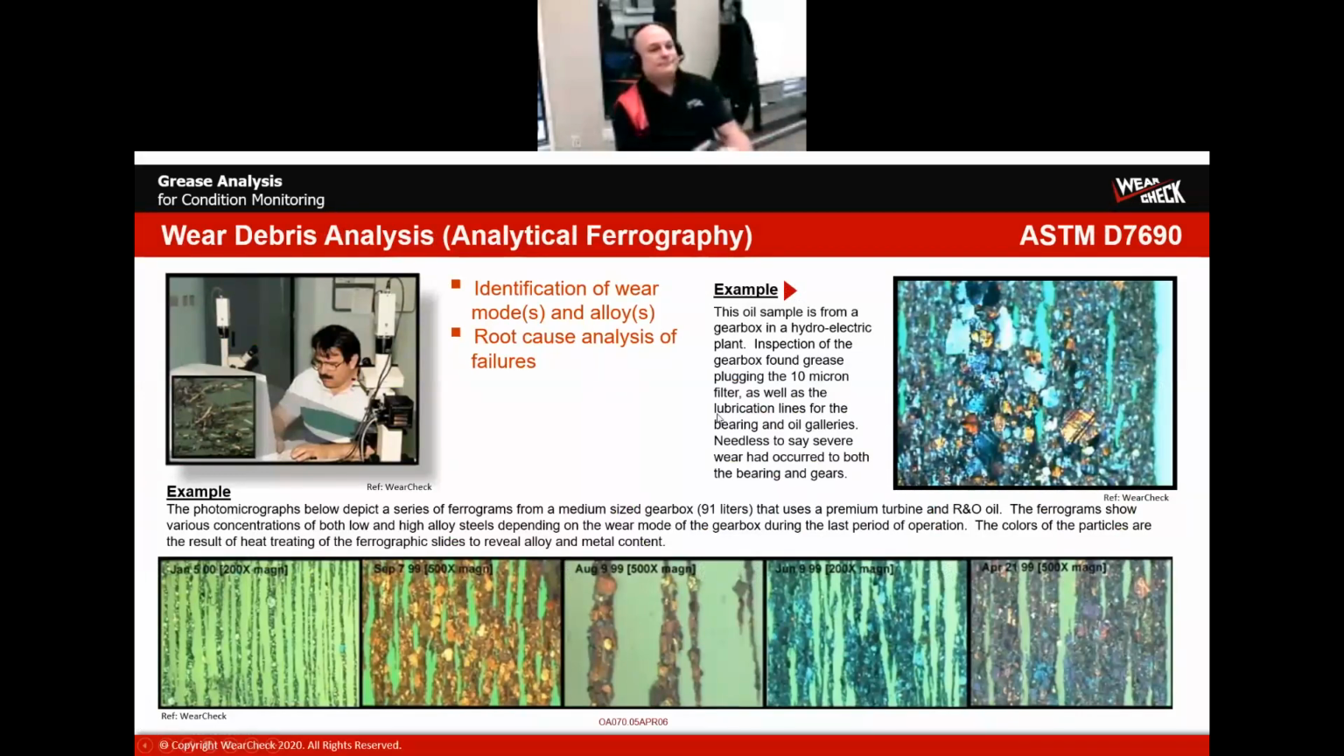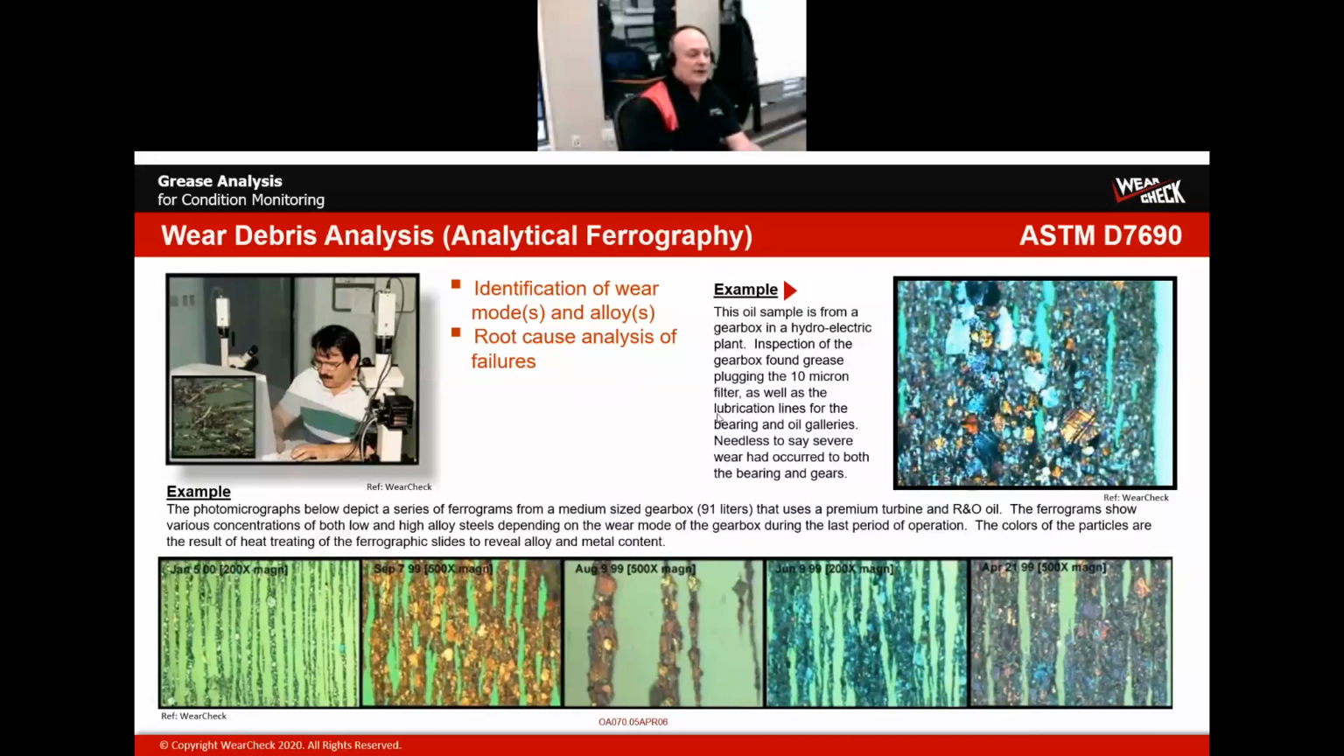Really, though, the definitive test for wear particle analysis is analytical ferrography, and there's a couple methods for producing analytical ferrograms, but they work off the same methodology. We're extracting the wear particles out of the grease thickener or out of the oil sample itself. We're fixing it onto a glass slide, and then we're using a metallurgical microscope to look at the morphology of the wear particles and, of course, any other contaminants that are present in there.